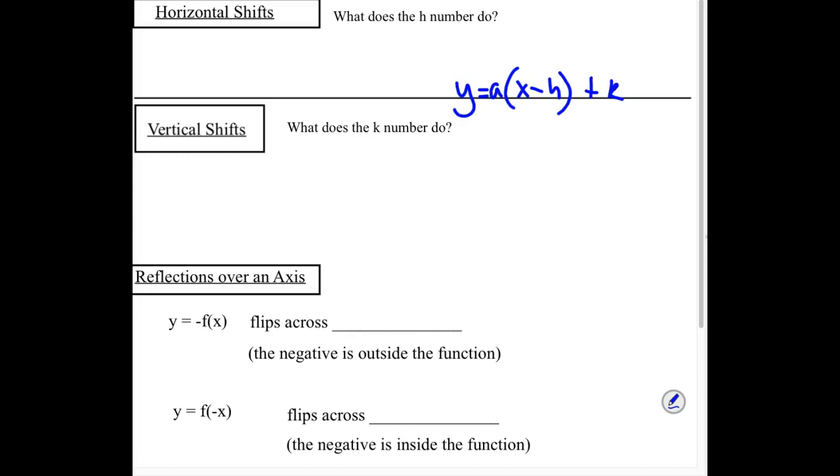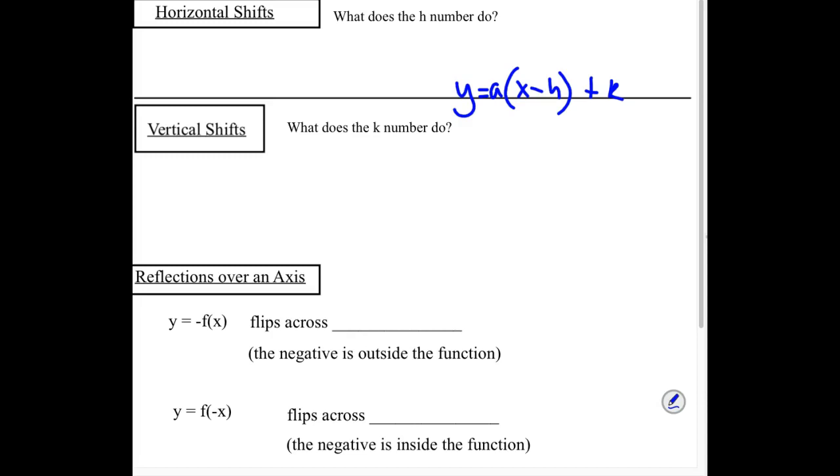Now, in parentheses here, I just have x minus h. That could be absolute value bars around that x minus h. It could be a squaring. It could be a cubing. It could be all different kinds of functions. I'm just looking at kind of a generic one. What does the h do?